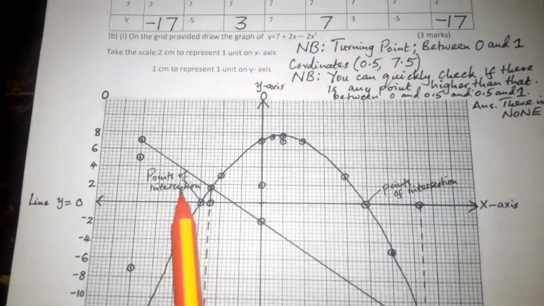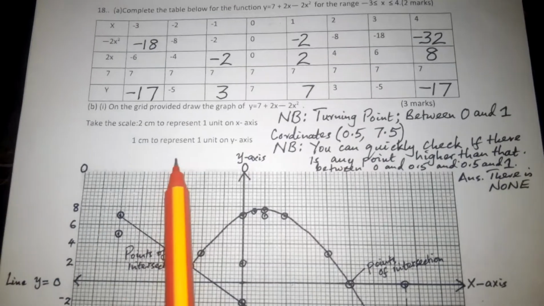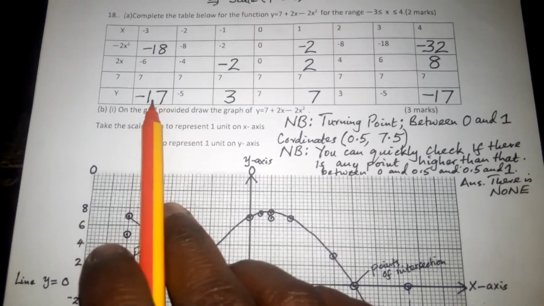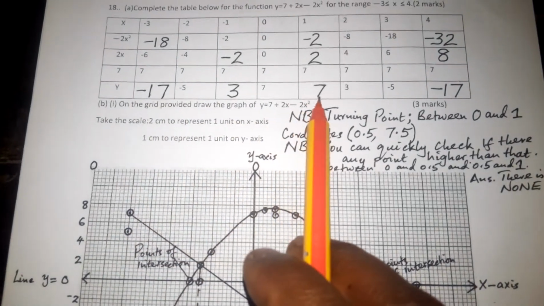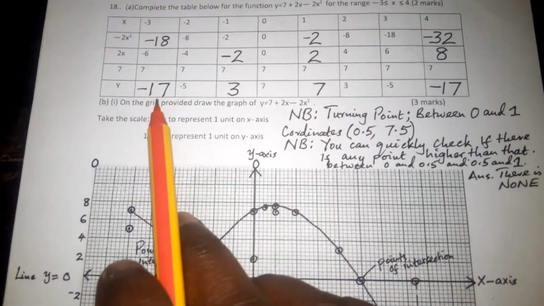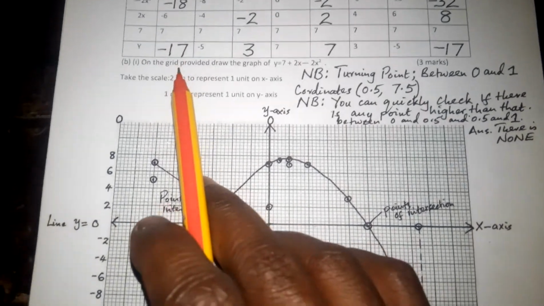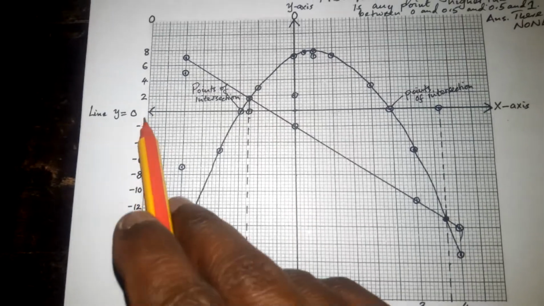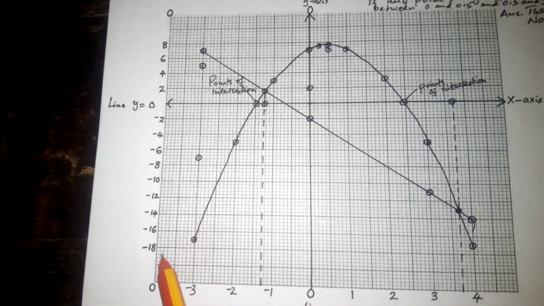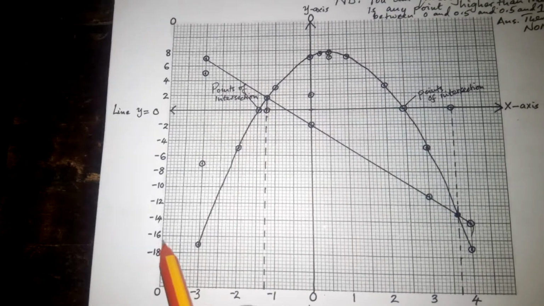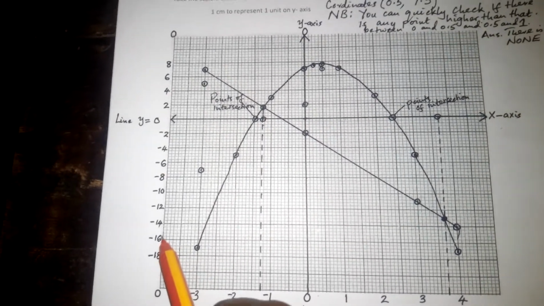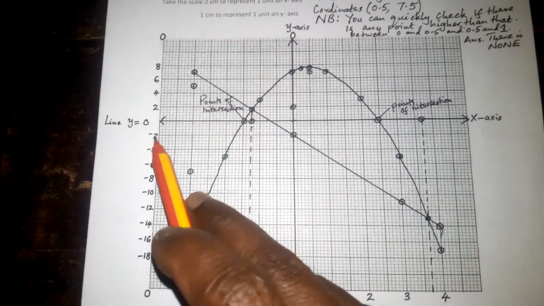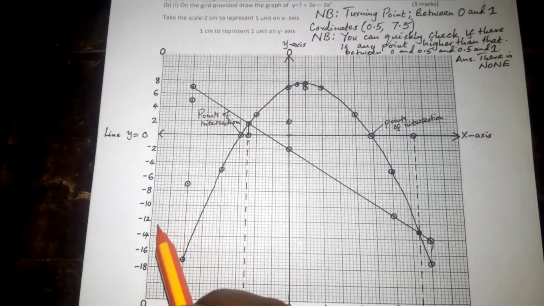But when it comes to y, the range is different. The lowest is -17 and the highest value is 7. So 7 plus 17 gives you 24. So we need 24 boxes. When you check here, that is the reason why our scale is given as 1 centimeter representing 2 units, because we did not have enough boxes to accommodate 24.